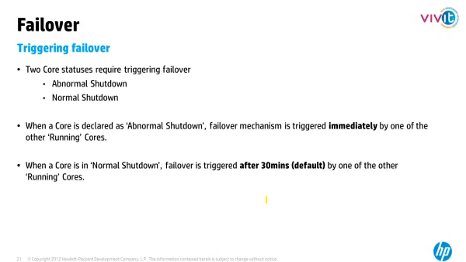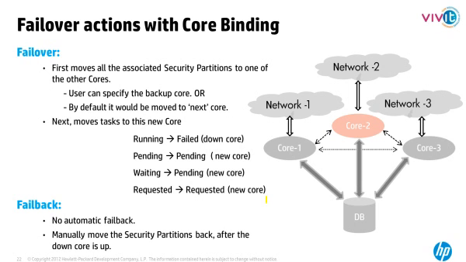So we just talked about what events trigger the failover. Now we'll get into the details: what failover actions happen with the core binding and what actions with the distributed round robin, because we have only 2 main topologies. Again, in this example, I'll take core 2 as the one that's either normally or abnormally shut down. I just made it a little red there.